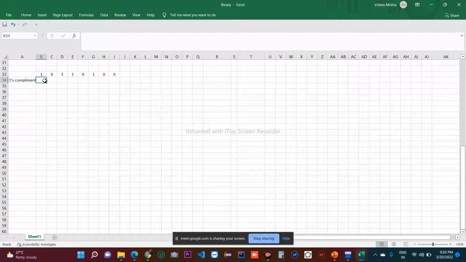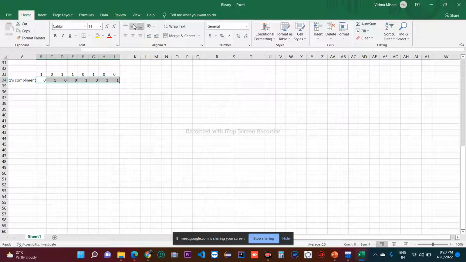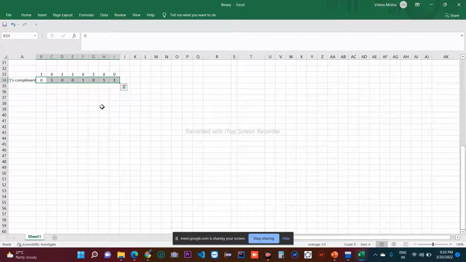Okay, complement means opposite. What is opposite of 1? 0. What is opposite of 0? 1. 0 0 1 0 1 1. So one's complement is very easy. We have to just complement the bits.